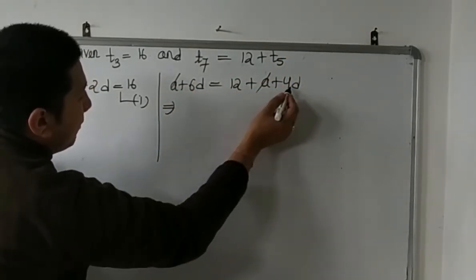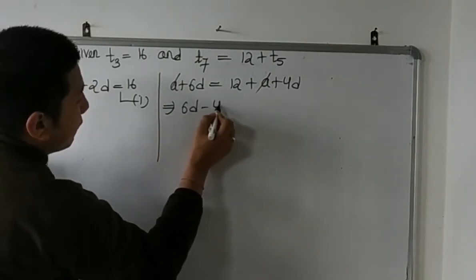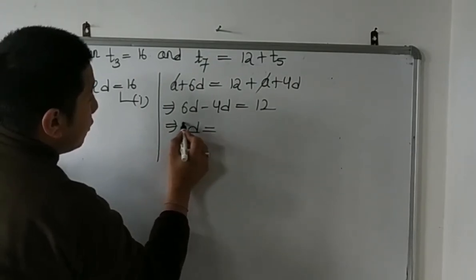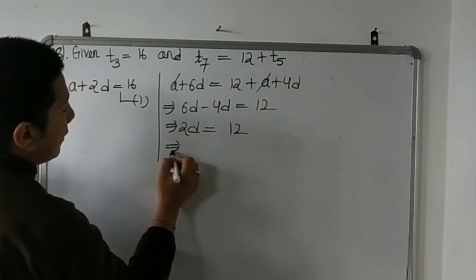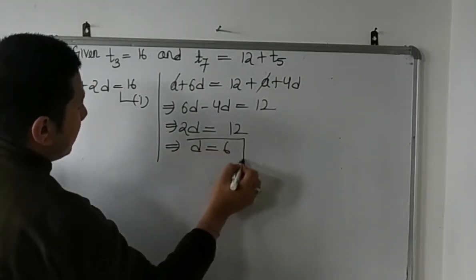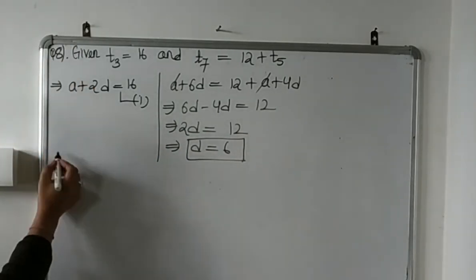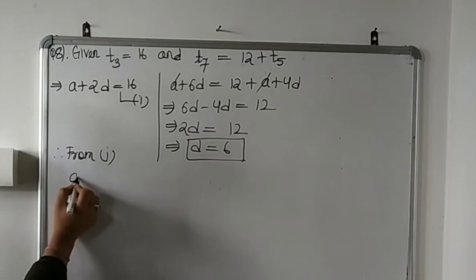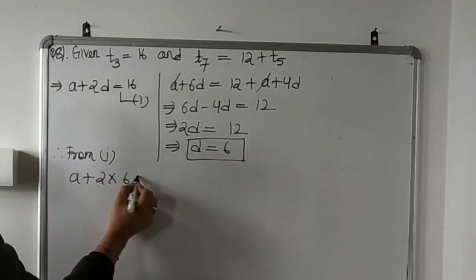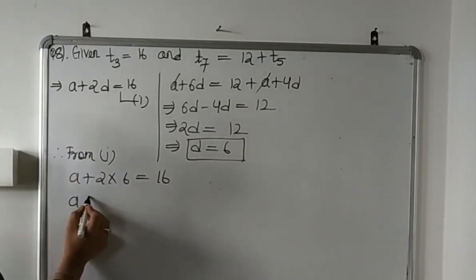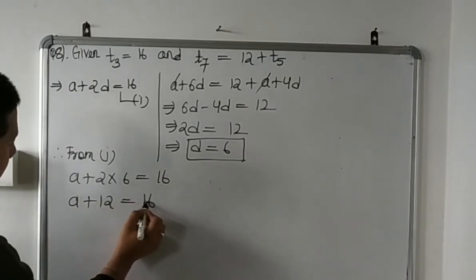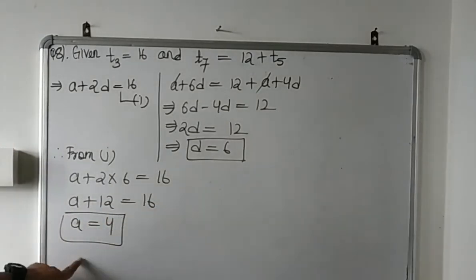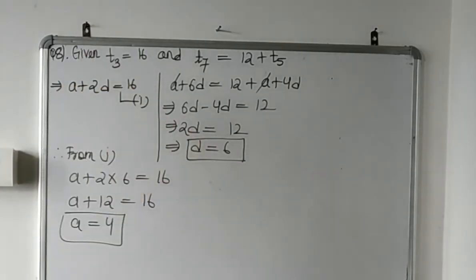So bring this side: 6D minus 4D is equal to 12, which means 2D is equal to 12, so D is equal to 6. Put this value in equation 1: A plus 2 into 6 is equal to 16. So A plus 12 is equal to 16, so A equals 4. So I got the values. The first term is 4, the common difference is 6. So can I get the whole AP?